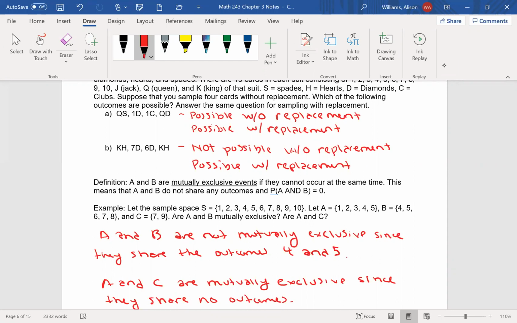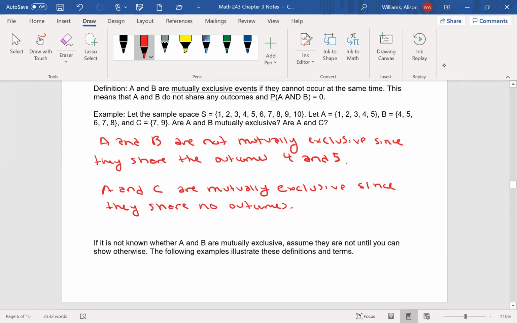All right. So that's the idea behind whether or not they're mutually exclusive. And there is a quick note down here. If it is not known if A and B are mutually exclusive, assume they are not. In other words, assume they have something in common until you know otherwise. All right. We'll make that assumption for the sake of using what we'll see in the future, which is the more general version of a formula when we don't know if things are mutually exclusive.